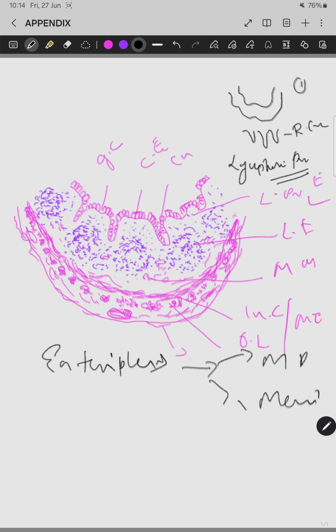And the second one is this: starting from the small intestine onwards, we can see that there is lymphoid tissue just deep to what, the mucosa or the epithelium.